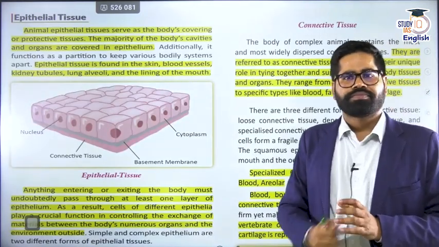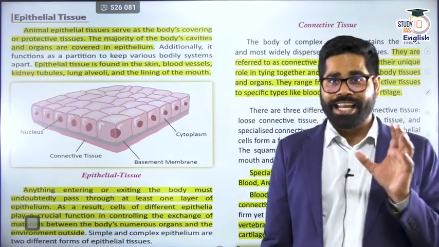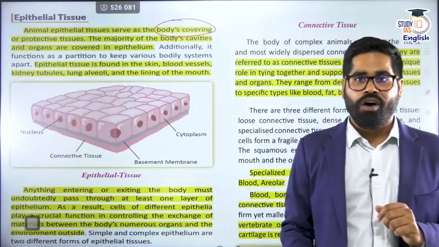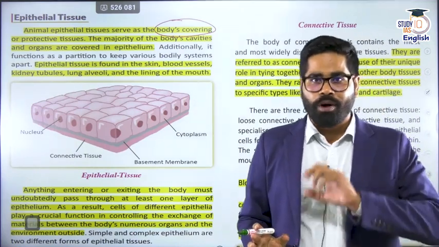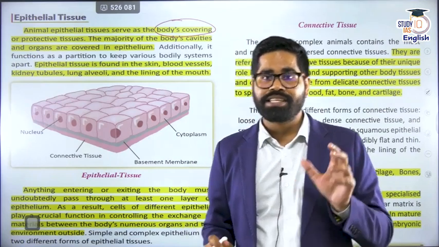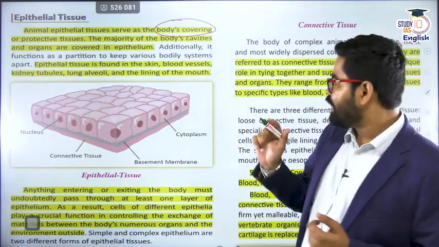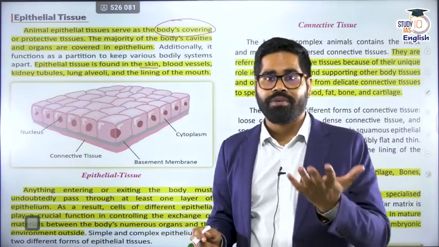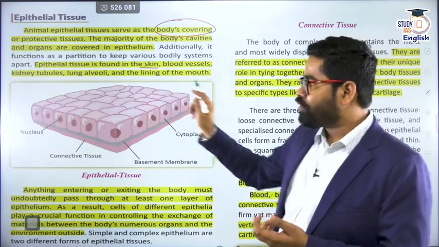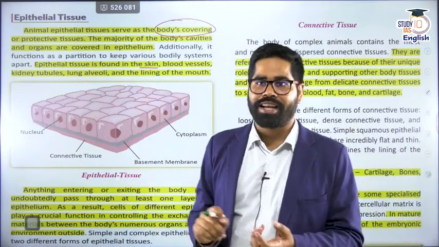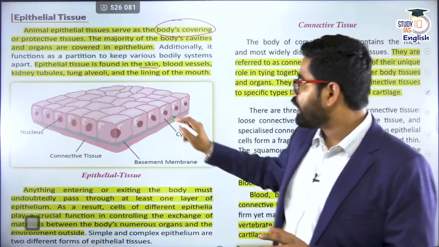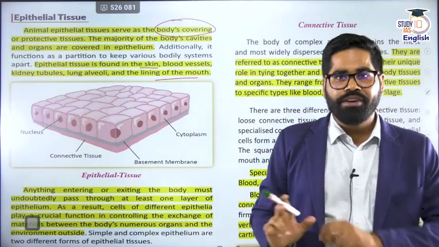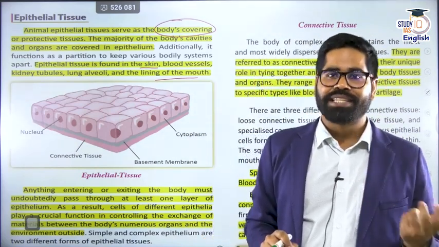If we talk about animal epithelial tissue, it serves as the body's covering, or the protective tissue. You can see it is found in the skin. The skin is also epithelial tissue. Then you can also find it in the blood vessels, in the kidney tubules, the lung alveoli, and also the lining of the mouth. In all these places, you can find epithelial tissue.